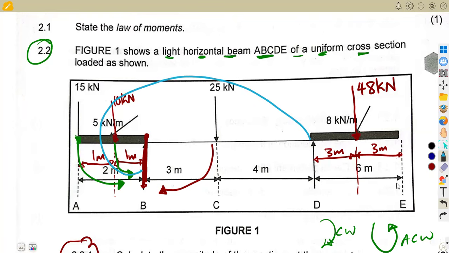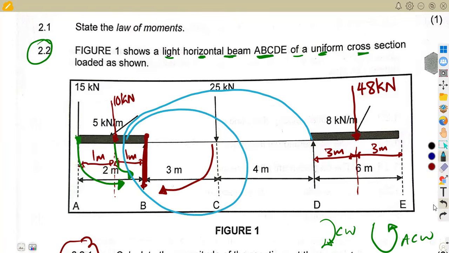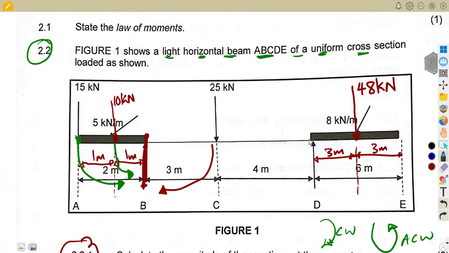That is anti-clockwise. Take note of the way of anti-clockwise. We are going this way, and from D we're going to move this way. Which way is this? Anti-clockwise. So as D is moving back to B, it is moving anti-clockwise, so D is also part of the anti-clockwise.